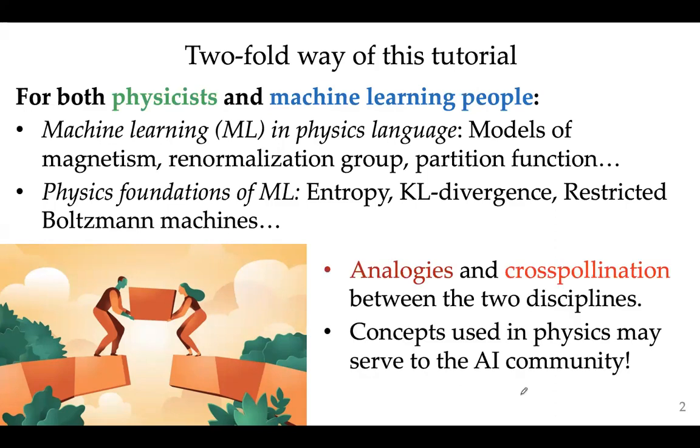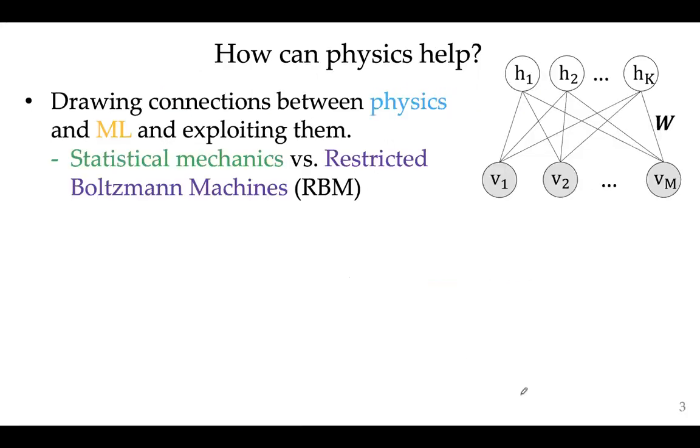So analogies and cross-pollination between the two disciplines, I think, will be useful in the future. Concepts used in physics may serve the AI community to develop better AI models or architectures, and also efficient training methods. So how can physics help? I think it's important to draw connections between physics and machine learning and exploit them.